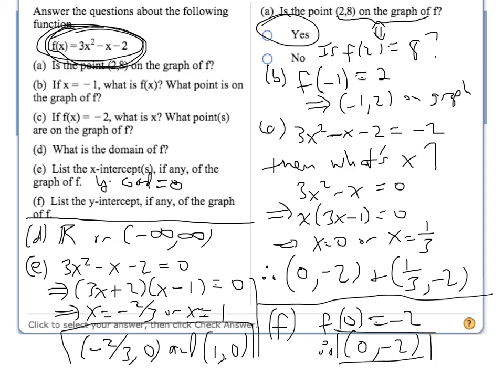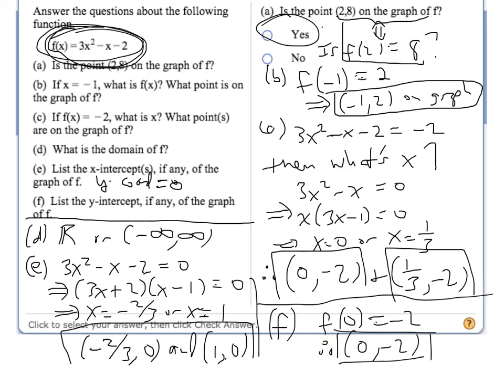These are my two x-intercepts. These are the two points when the y-coordinate is negative 2. This is the point on the graph that corresponds to x-coordinate being negative 1, and the value f of 2 is indeed 8, and so the answer to the first question is yes.